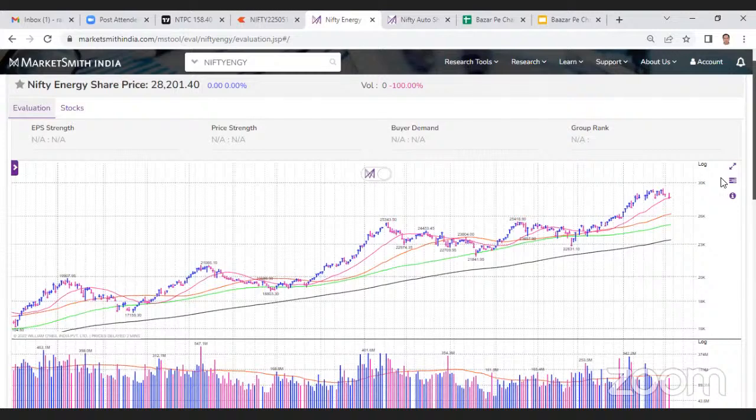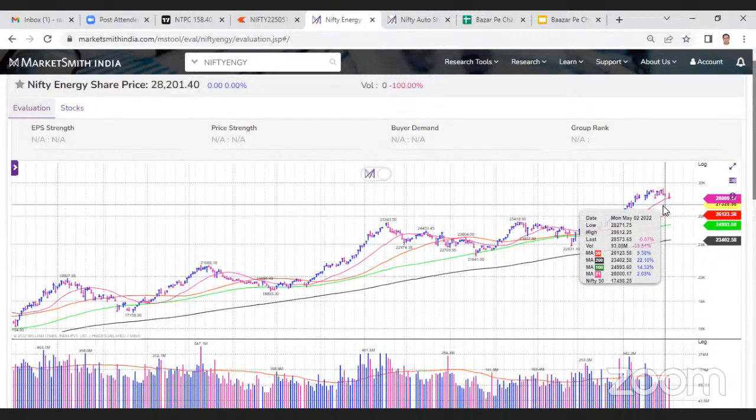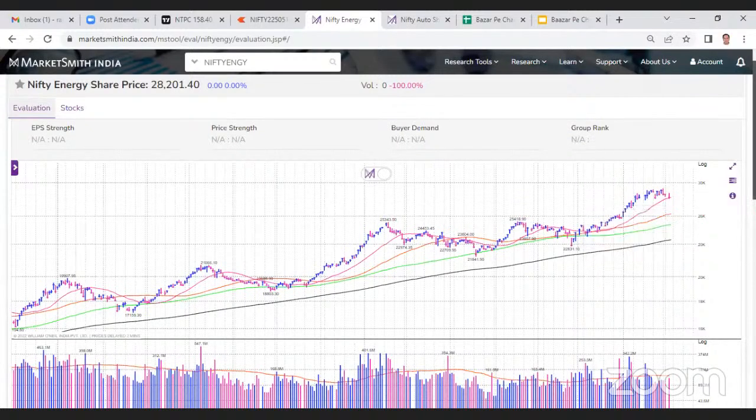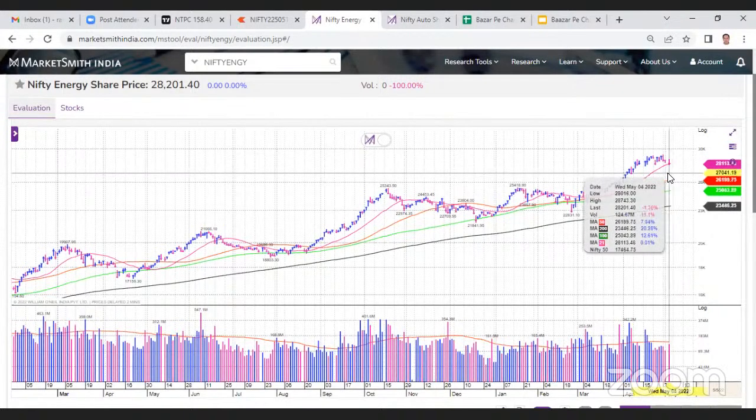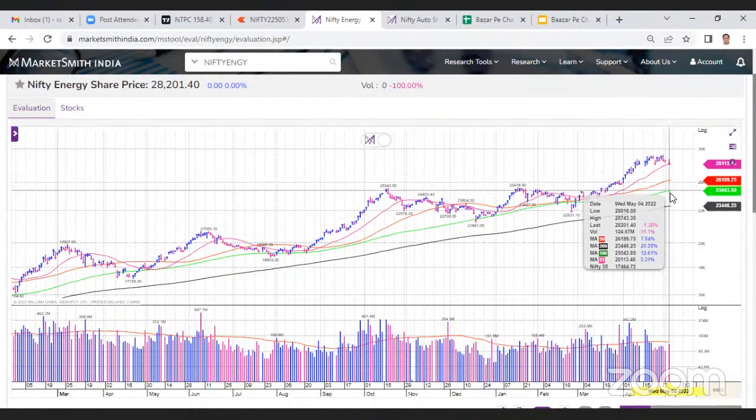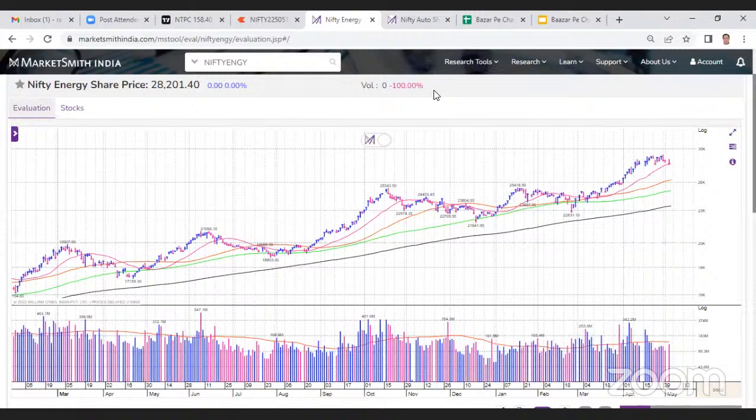Yes, there were three trading sessions back to back where the index witnessed profit booking, but we can't say that the index is sending a negative signal or there is a negative vibe as of now. The major reason is that in this particular space, two components, Reliance Industries and NTPC, have contributed a lot to this index, and because of that this bullish momentum remains intact, and the sector was in the bullish zone, trending with bullish sentiment.